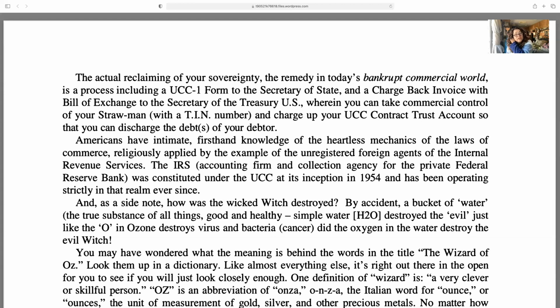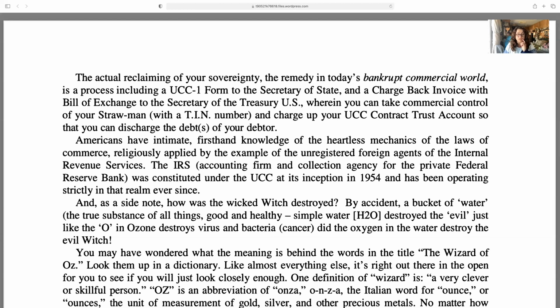US, United States, wherein you can take commercial control of your straw man with a TIN number, tax identification number, and charge up your UCC contract trust account. Charge up? That's interesting. What does that mean? Charge up your UCC contract trust account so that you can discharge the debts of your debtor. Interesting. I don't know how you charge it up. Okay, so I'm assuming that that's the one that we have the EIN number for. I'm going to assume that one.